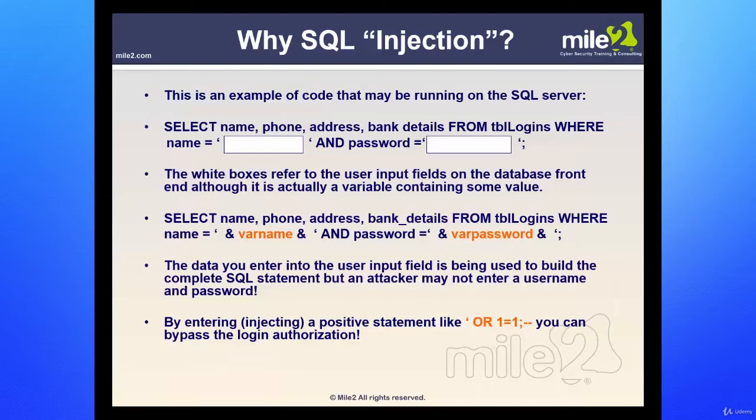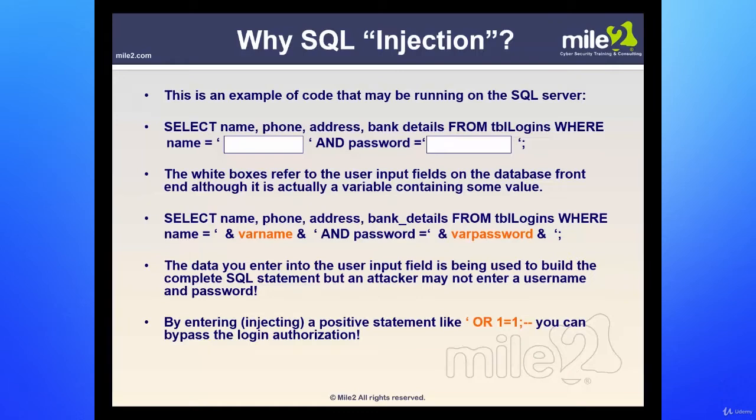So here's what that would sort of look like. We basically have a SQL statement within the form field. Here we have something like select name, phone, address, bank details, and so forth from table logins, where the name equals this and the password equals that. The white boxes in this case refer to the user input fields on the database front. Keep in mind that they actually contain a variable holding some type of value, like var name and var password and so forth.